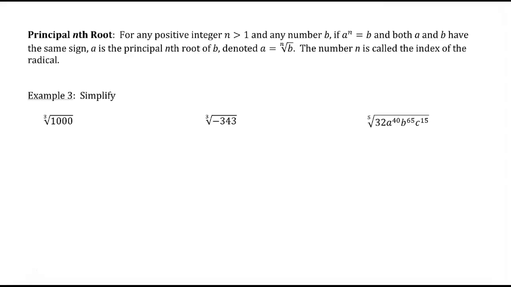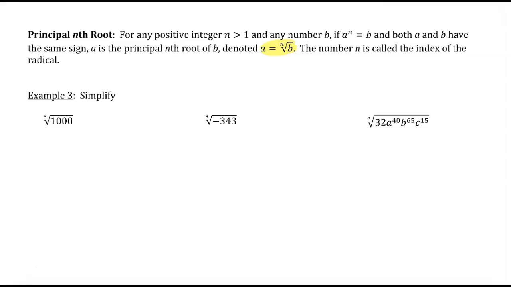For any positive integer n greater than 1 and any number b, if a raised to the exponent of n equals b, and both a and b have the same sign, that is, they're both positive or both negative, then a is the principal nth root of b. And we write that this way. The number n is called the index of the radical. Let's take a look at example 3.